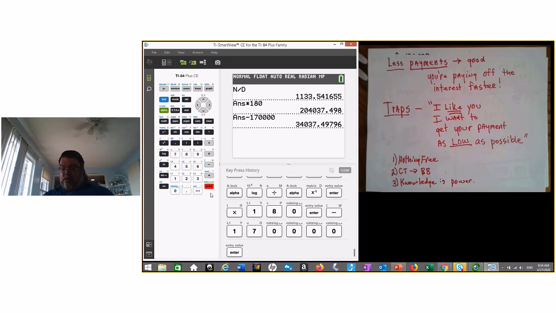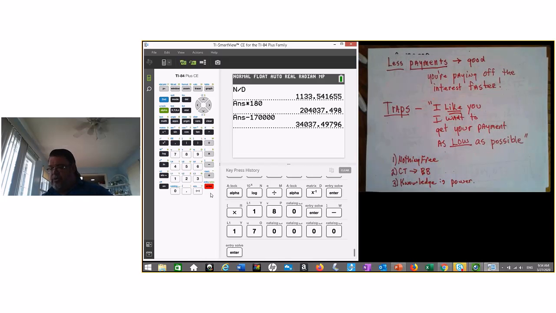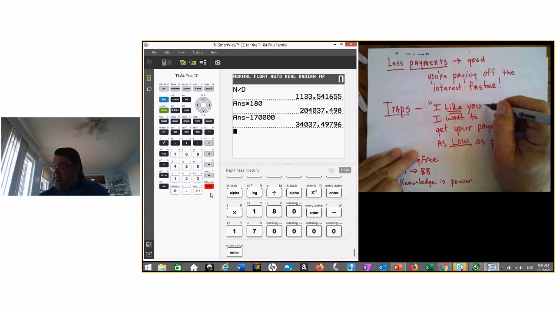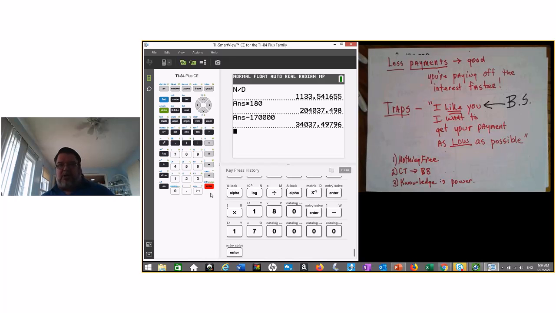This right here, let's take, I'm using different colors. Let me just mark this out with black. You see this right here? That's BS. What they're trying to get you to do is sign the contract for 6 years on that car instead of 3 or 4 years. What they're wanting you to do is sign that 30-year mortgage instead of a 15-year mortgage.